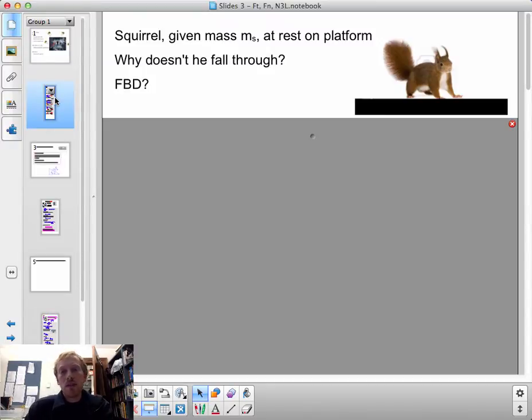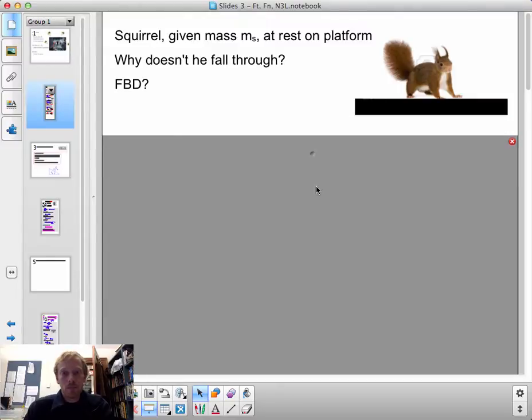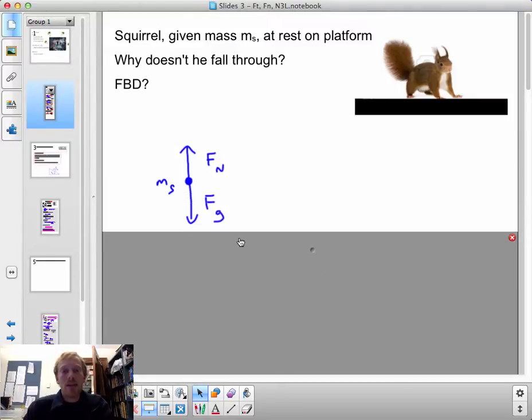You might pause the video and take a minute to draw a free body diagram of the squirrel. What does a free body diagram of the squirrel look like? Well, it looks like that. There's a gravitational force down on the squirrel. There's a normal force up on the squirrel. There's a dot to represent the mass of the squirrel. And that's that. How did I know to draw the up arrow the same length as the down arrow? That's what I attempted to do.